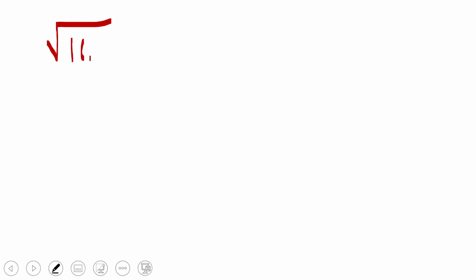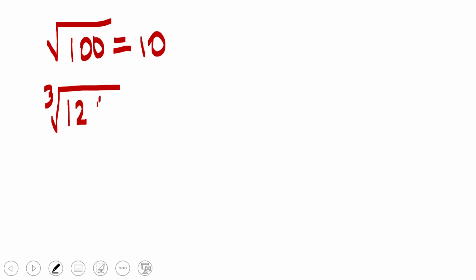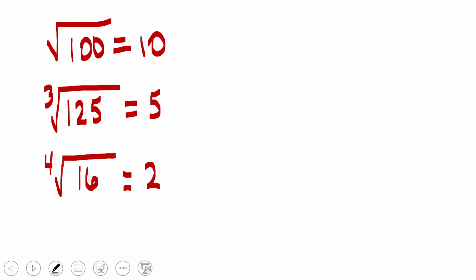So to get started on just thinking about what we know with square roots, we have the square root of 100. We know that is 10. But in a cubed root situation, we are thinking about what number multiplies by itself 3 times to get back to the value under the cubed root symbol. In this case, it would be 5. And in the fourth root of 16, in this case, it would be 2.